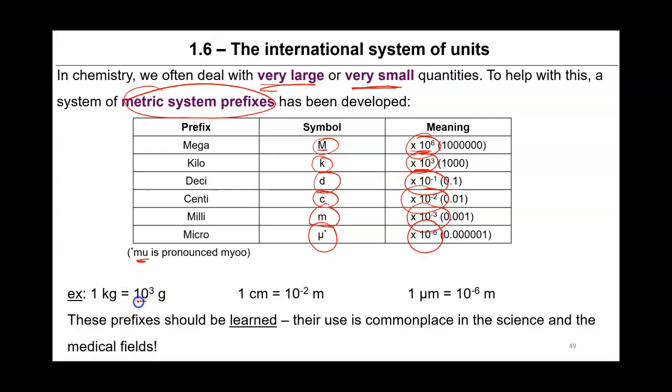So instead of writing, say, 10 to the 3 grams, I can write 1 kilogram, and the K means the same as 10 to the 3. Instead of writing 10 to the minus 2 meters, I can write 1 centimeter, and the C substitutes for the power of 10. Again, instead of writing 10 to the minus 6 meters, I can write 1 micrometer, and the micro replaces the power of 10.